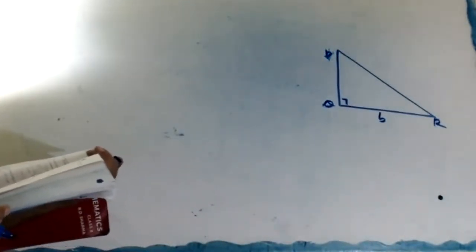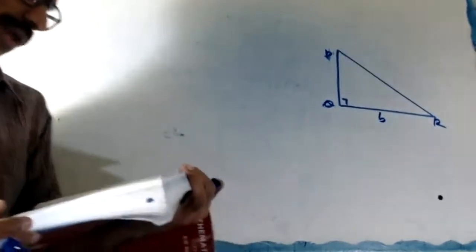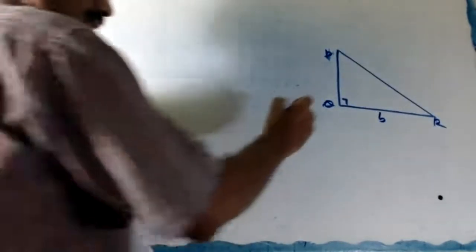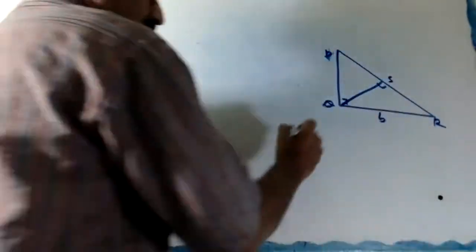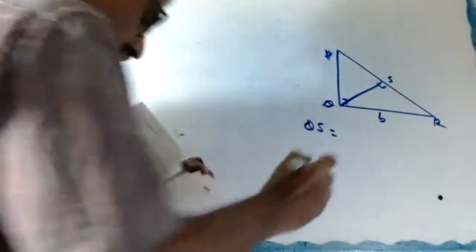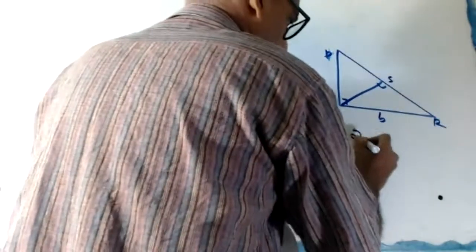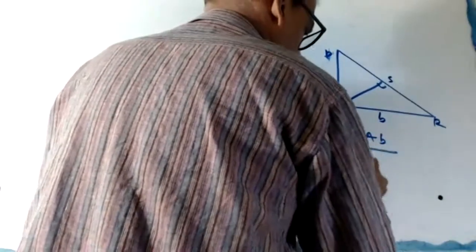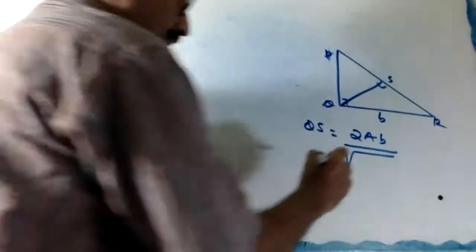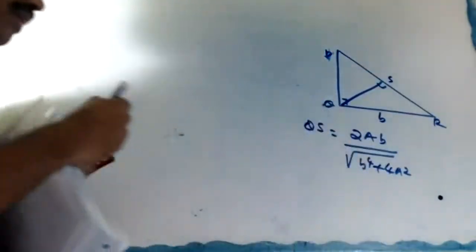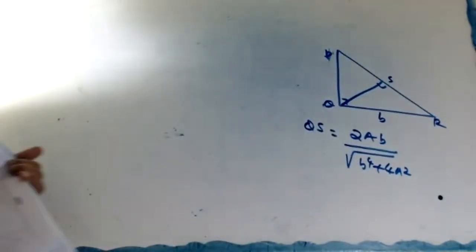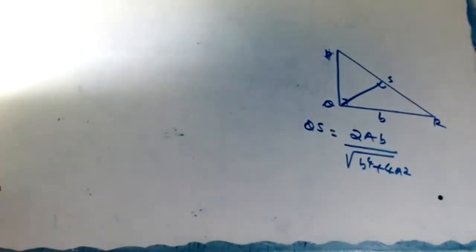Then prove that the length of the altitude on the hypotenuse, that means this one, that is QS, equals 2Ab divided by root of b raised to 4 plus 4a square.